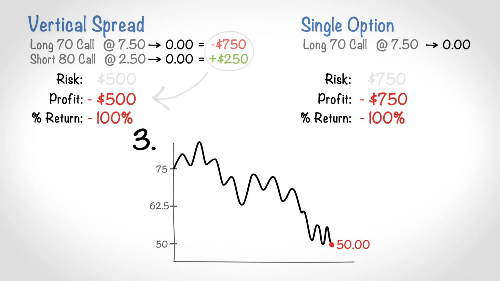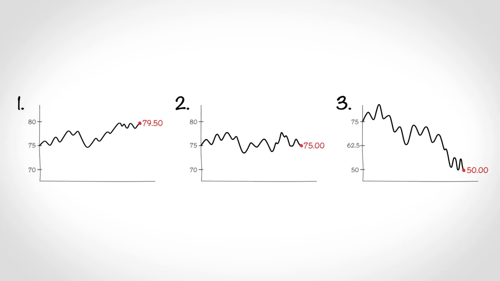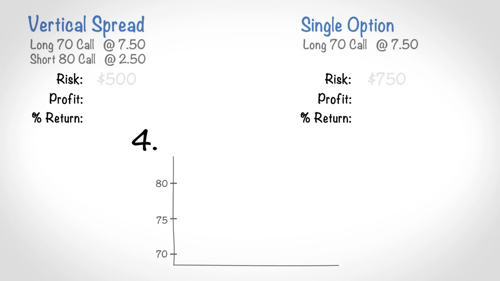Buying the vertical was better than buying the naked option in all 3 of these scenarios. But there is one scenario where buying the naked call would have worked out better. Let's say the stock rips higher and is now at $85 per share at the expiration date.